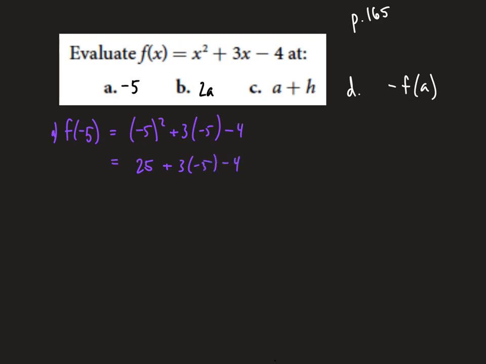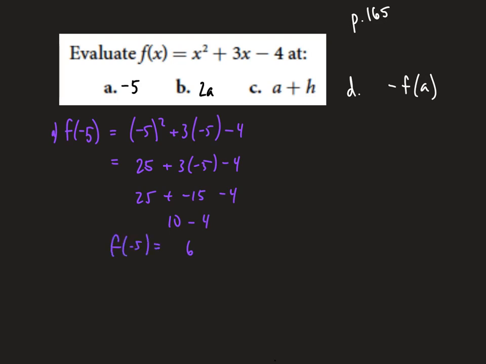And then I want to do any multiplication. So I'd have 25 plus, which would be negative 15 minus 4. And then we would do any addition and subtraction from left to right. So 25 plus negative 15 would be 10. And 10 minus 4, of course, is 6. So f of negative 5 would be 6.